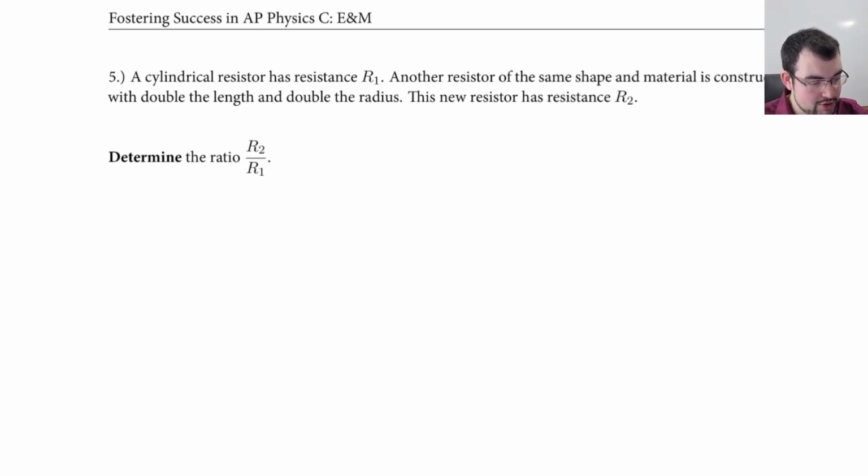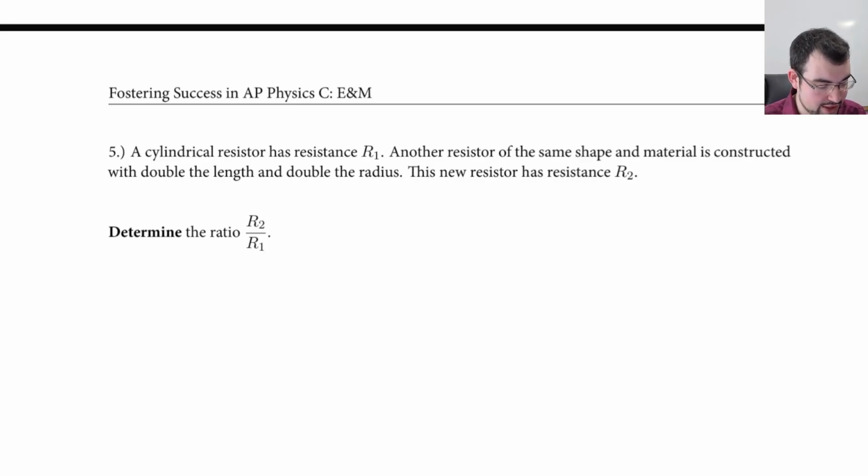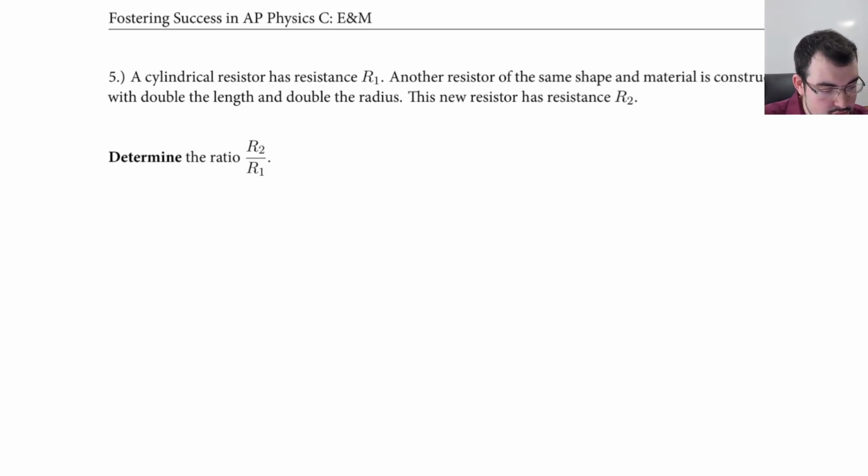So now we got another ratio question. A cylindrical resistor has resistance R1. Another resistor of the same shape and material is constructed with double the length and double the radius. This resistance is R2. Determine the ratio R2 over R1. So we're essentially asking how much more resistive or less resistive is R2 than R1. Usually with these ratio questions, you don't want to work it out. You actually want to just come up with a formula and do multipliers. But it is nice to just draw it out.